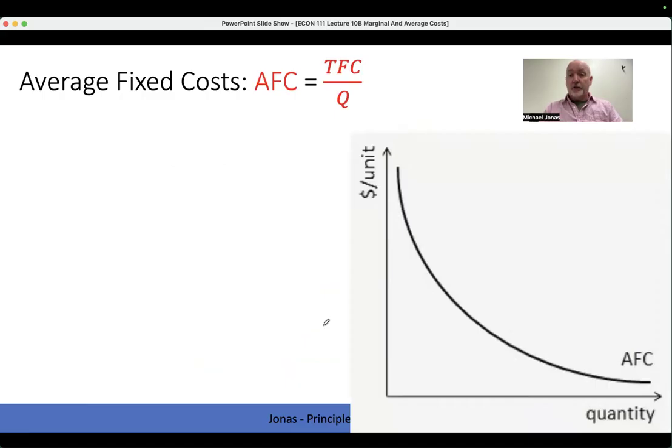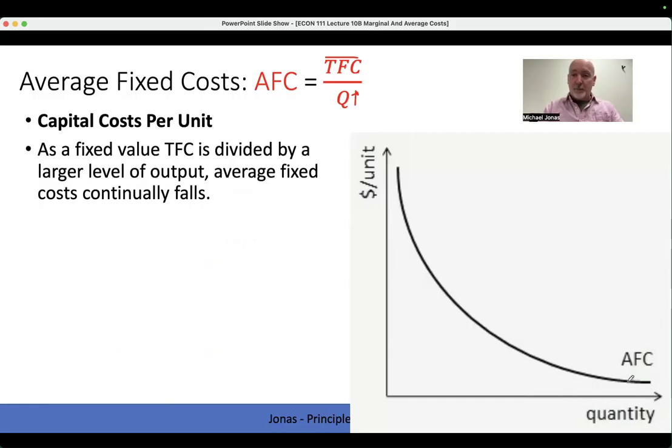So just like we did at the total level, let's start with the easy part first, right, which is the fixed cost. So think about the equation here, our TFC over Q. Well, by definition, TFC doesn't change, but if we keep increasing quantity, we're going to get this shape that we see here. This continually declining capital cost per unit, because we're spending the same amount, but if we produce more, it costs us less per unit. So again, think of this as our capital cost, our rental cost per unit.